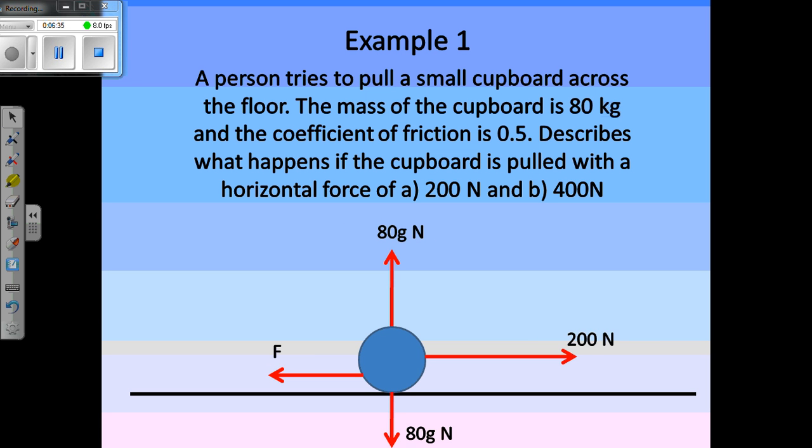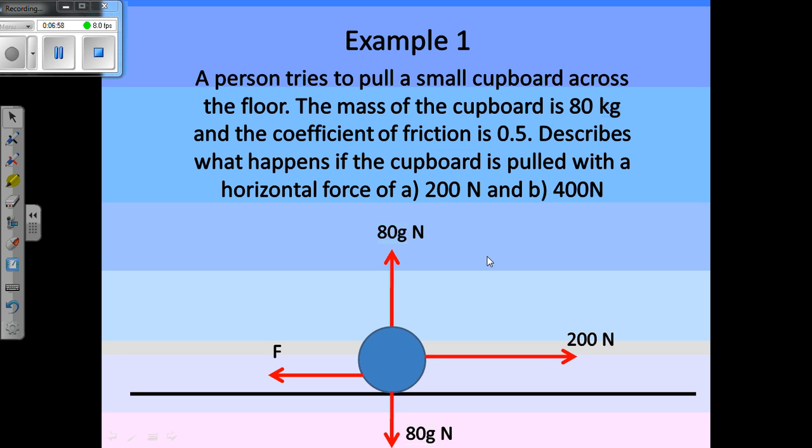We don't have to worry too much. And they're the actual values for the first example. We've got the normal force of 80g because there's no vertical motion, so it's balanced by the weight, which is 80g. And there's a pulling force of 200 newtons. So what happens here? Well, we need to find a value of our limiting friction.